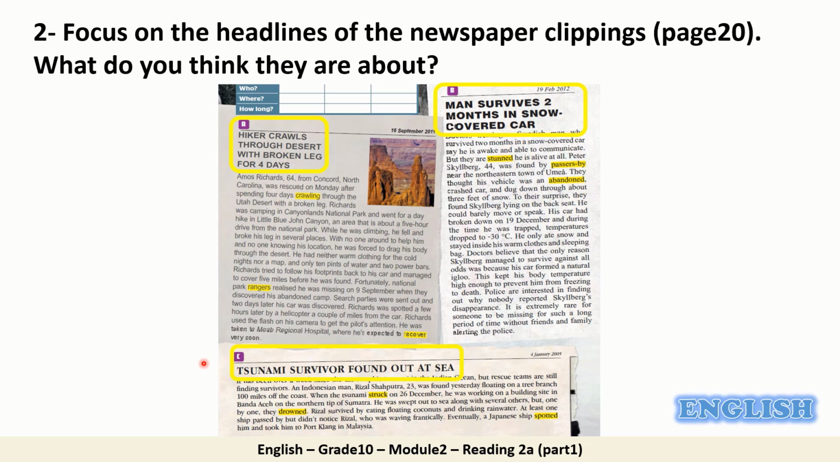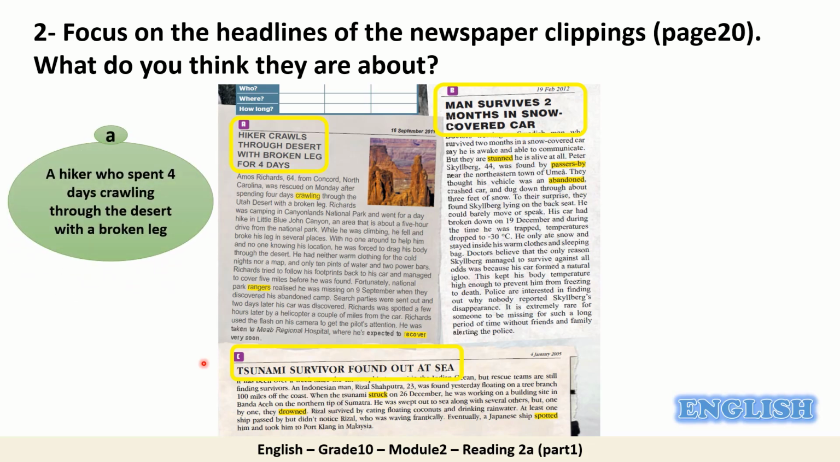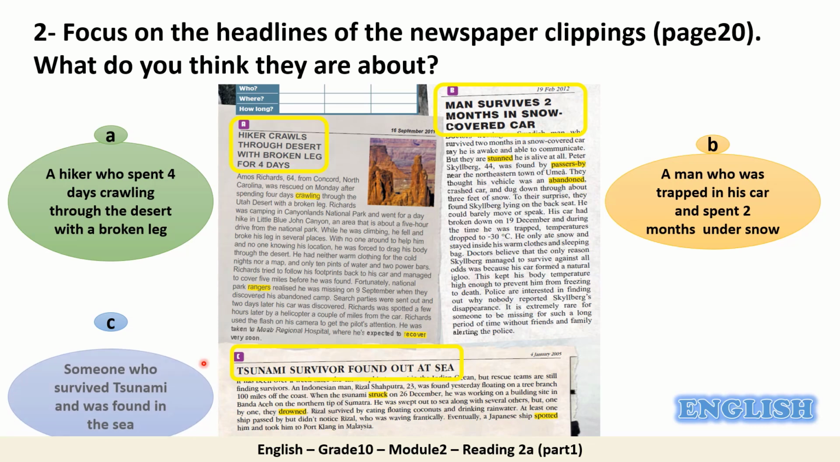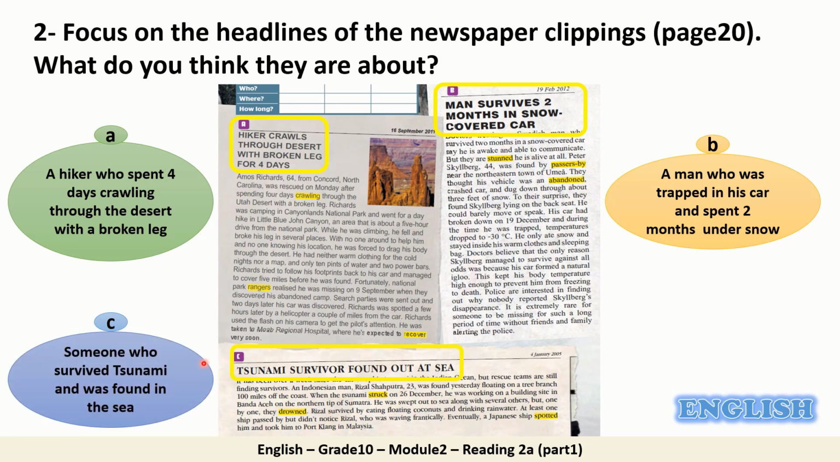Let's share answers. Text A is about, exactly, a hiker who spent 4 days crawling through the desert with a broken leg. Text B, perfect, is about a man who was trapped in his car and spent 2 months under snow. And text C is about someone who survived a tsunami and was found in the sea.